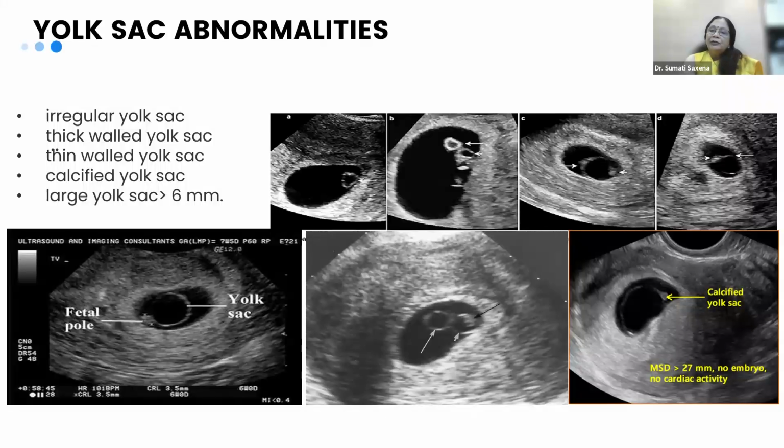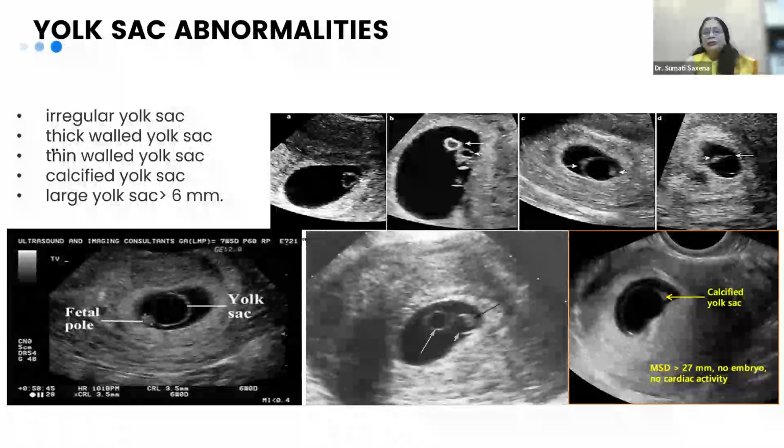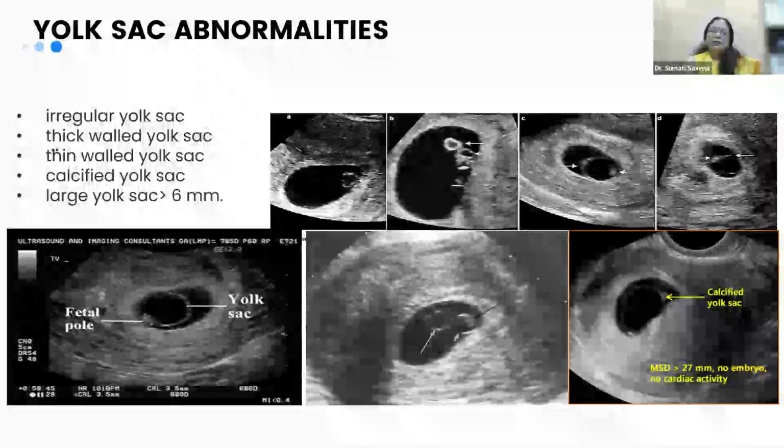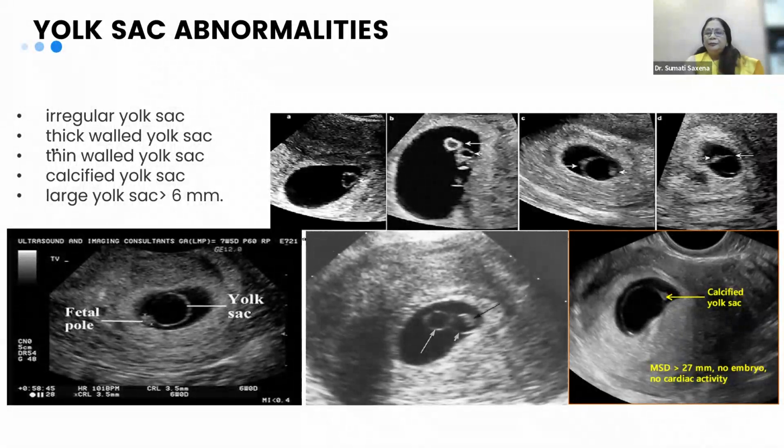And also the number of yolk sacs is very important. If you see two yolk sacs, then it suggests multiple pregnancy, and each yolk sac depicts one amnion. So if two yolk sacs are seen, then it is a diamniotic pregnancy. So it is a very important feature and marker for pregnancy well-being.